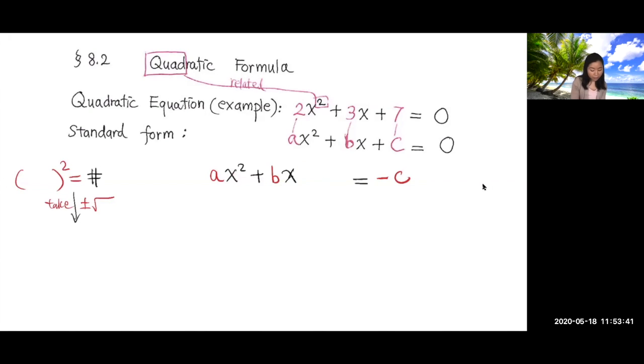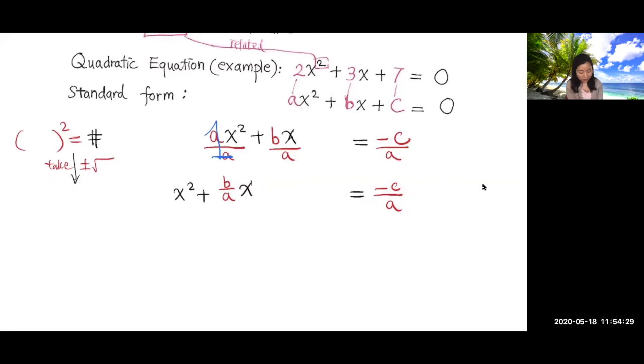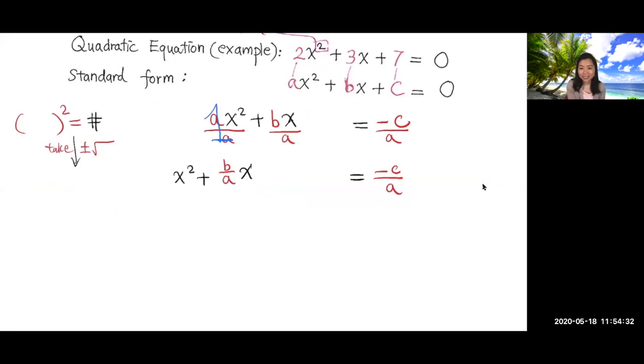But remember last time when we complete the square, this has to be just x squared instead of having the a as a coefficient. So we'll divide by a on both sides. Now the coefficient for the x squared will be just 1. They cancel out. So that will give me x squared plus b over a x, and then the other side will be negative c over a, right? Are you there with me? It's good? Okay, good.